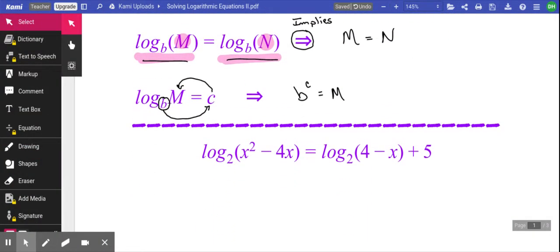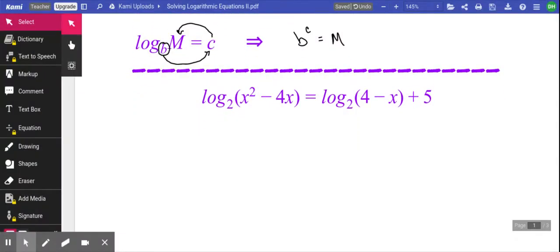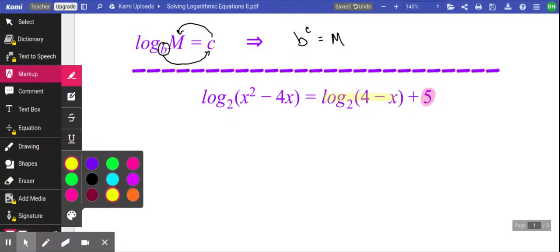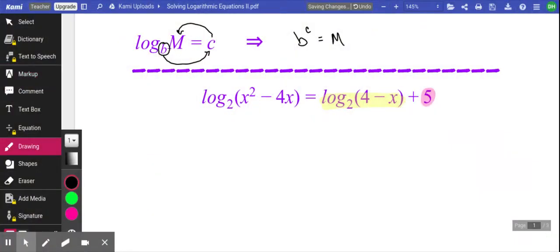So in our first one, and this is the bear trap, at first glance it feels like there's logs on both sides. But look at the 5 at the very end. You have a term that is not in terms of a log. So what you want to do is gather all of the logarithmic terms on one side of the equation, and leave the one non-logarithmic term on the right-hand side. So I'm going to try to subtract this term over to the other side of the equation. Let's subtract this term over.